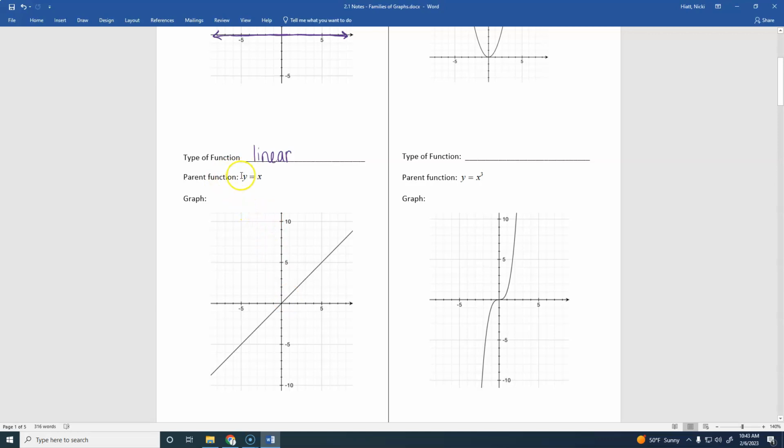The parent function for this would just be the line y equals x, which is just a line with a slope of 1 and a y-intercept of 0. Lines should be very familiar to you. We'll talk about them more here towards the end. This graph right here is a cubic function. So your parent graph for that is y equals x cubed.